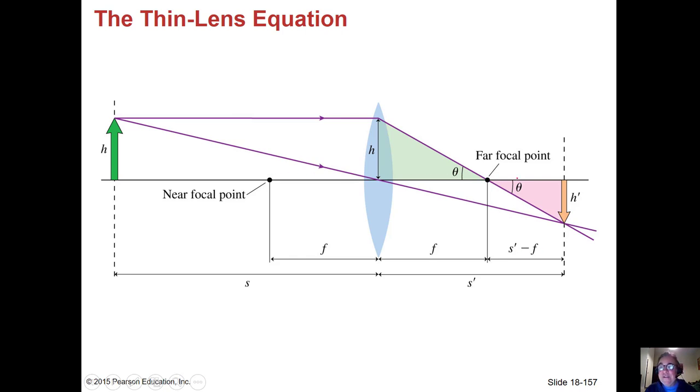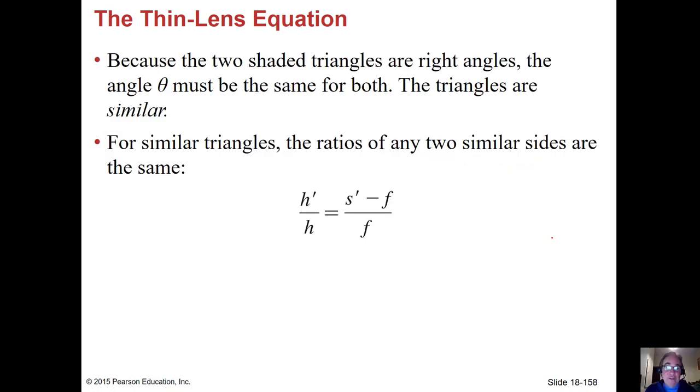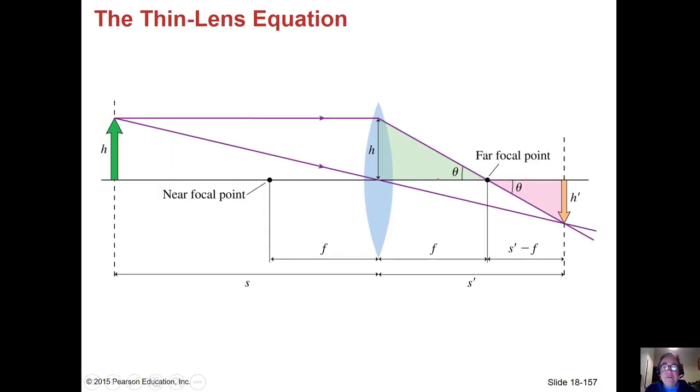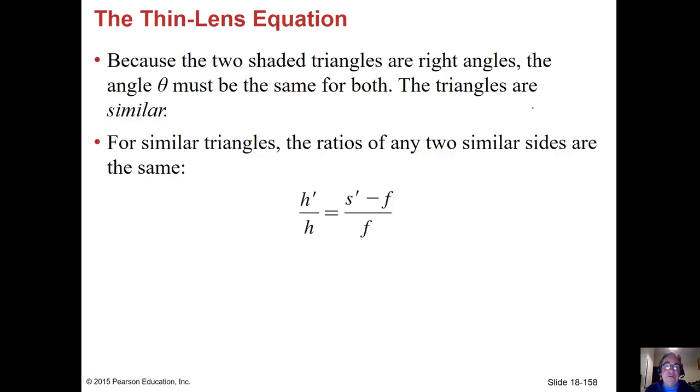This distance here would be S prime. So S prime is this whole thing. S prime is this. So if you take that whole distance, subtract out the focal length, you get S prime minus F. That's that distance here. Because the two shaded triangles are right triangles, the theta must be the same. The triangles are similar. So the green triangle and the pink triangle are similar triangles. So we can look at ratios. Doing that, H prime over H is equal to S prime minus F over F.